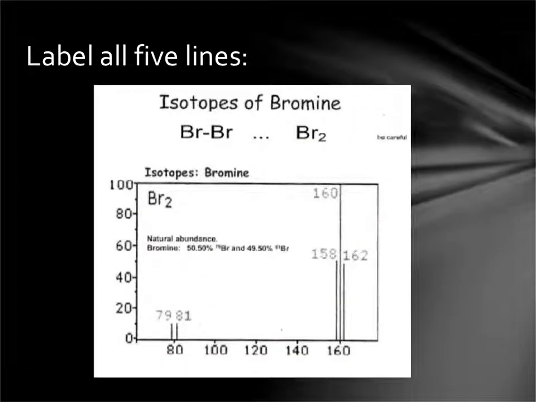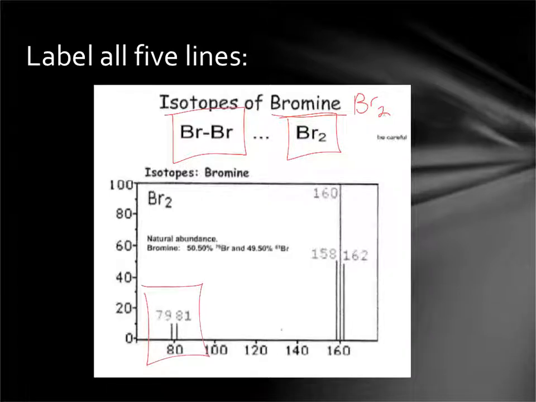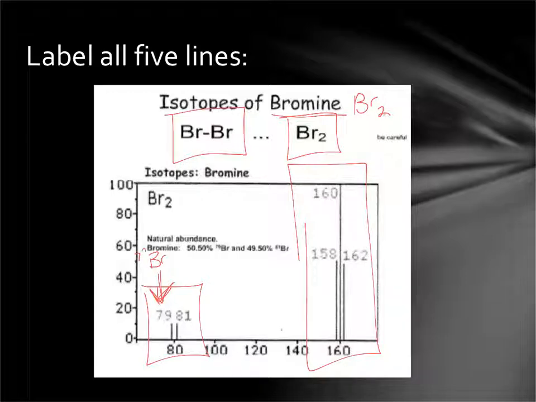Here's an example for bromine. Hopefully you remember that bromine is also a diatomic. So we're going to see some diatomic peaks, and then we should see some monoatomic peaks. We have 2 monoatomic peaks, and then we have 3 diatomic peaks. We want to label each of them. Peak 79 is just a single bromine, and it has a mass of 79. And then at 81, you have another single bromine with a mass of 81.